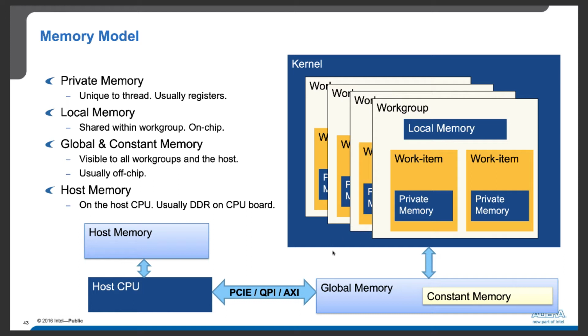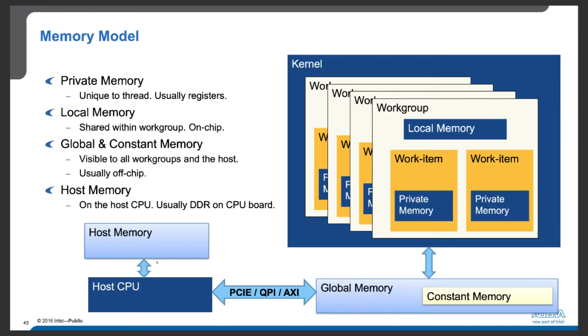On the device side, off the chip, there's a global memory which is shared by all the work items in all the work groups. Within the global memory, there's a small memory space called a constant memory that is used to store constants.